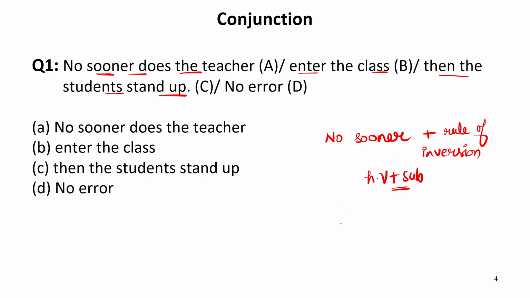The second thing we should keep in mind is that with no sooner, we always use than as a pair conjunction. We have already learned in the concepts of conjunction that conjunction is of two types. One is single conjunction and the other is pair conjunctions. Those pairs are predefined. One of them is no sooner than, that is T-H-A-N. So whenever we use no sooner, it should always be followed by than as the pair conjunction. So this then over here should be replaced with T-H-A-N.